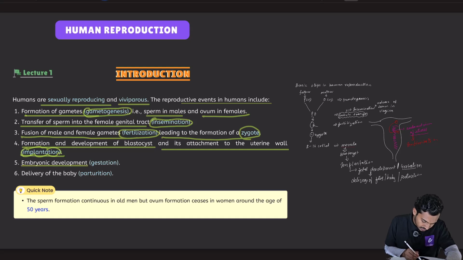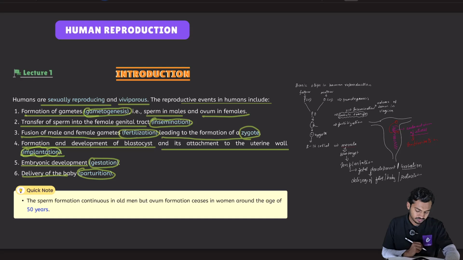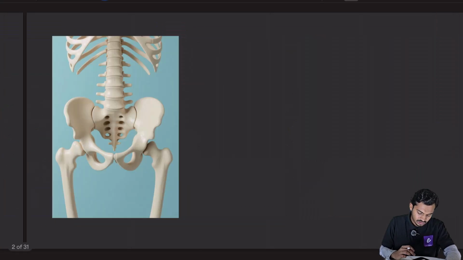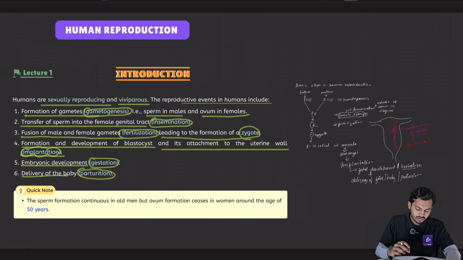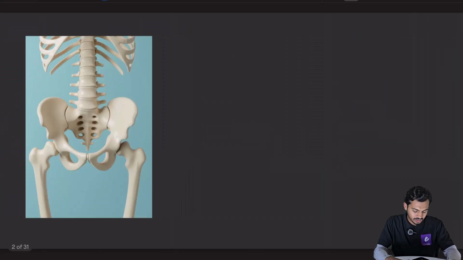Then there will be embryonic development. This is called as gestation, or this period is called as gestational period. And once the baby is completely developed, there will be delivery of the baby or parturition. Understood? Okay, now we will start with male reproductive system and female reproductive system.